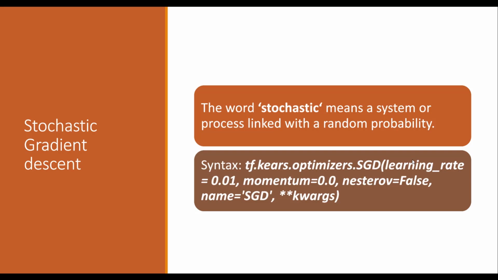The word stochastic means a system or process linked with a random probability. Hence in stochastic gradient descent, a few samples are selected randomly instead of the whole data set for each iteration. In gradient descent, there is a term called batch, which denotes the total number of samples from a data set that is used for calculating the gradient for each iteration. So here is the syntax of the stochastic gradient descent optimizer in TensorFlow.